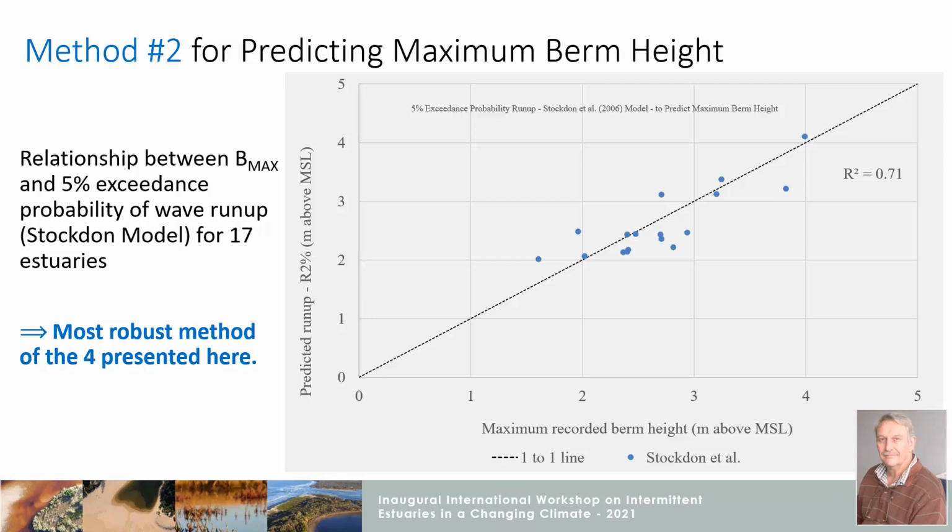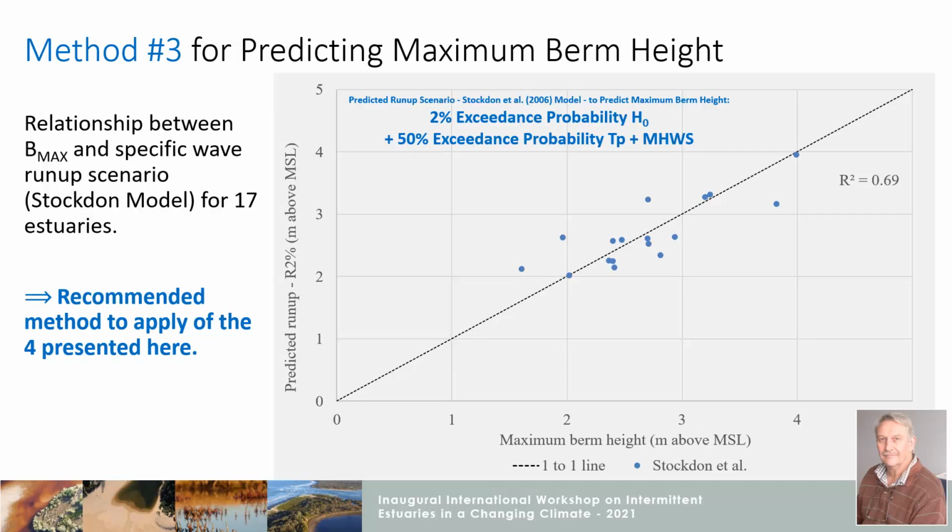So this is the most robust method of the 4 I'm presenting here, but it's also quite onerous because it requires time series of waves and water levels or tides, and then predicting the run-ups on this hourly time series basis, and then determining from that the 5% exceedance probability value. But it gives quite good results and is quite robust.